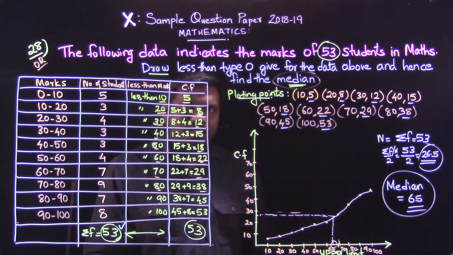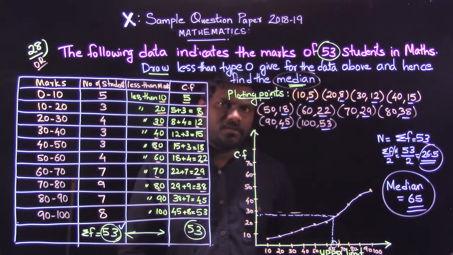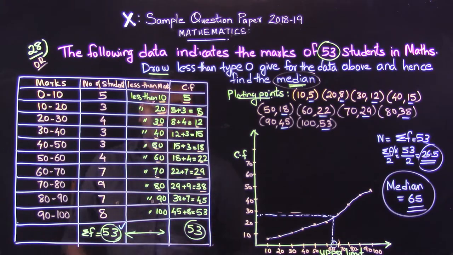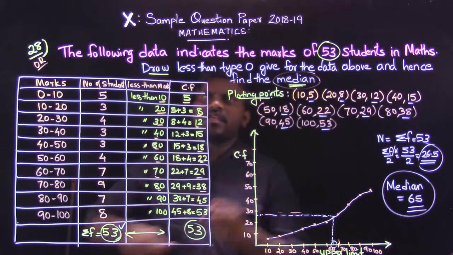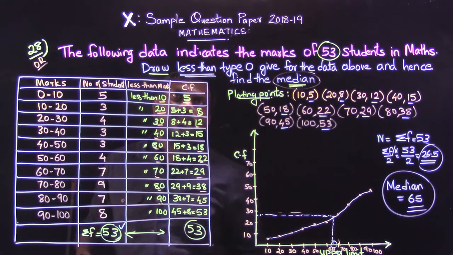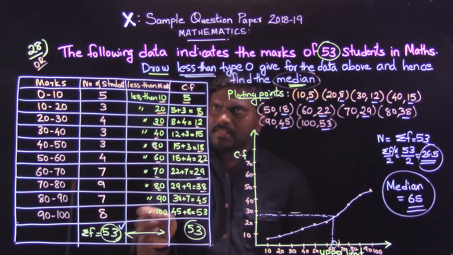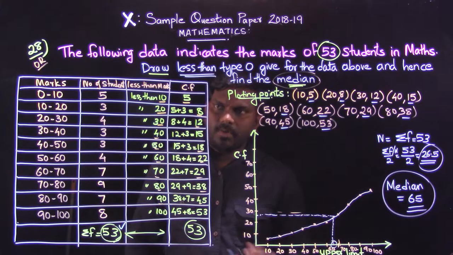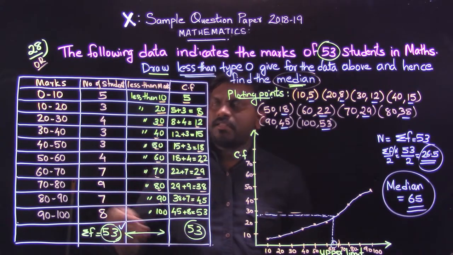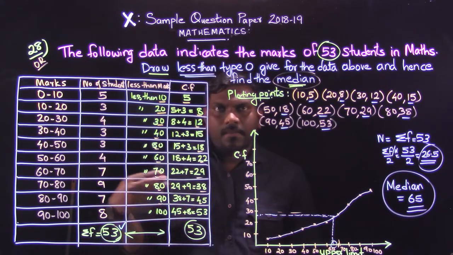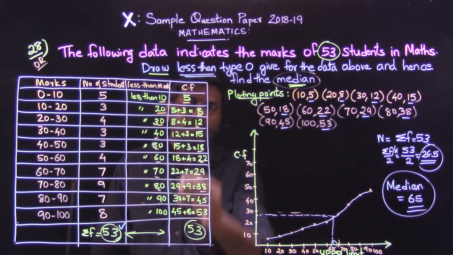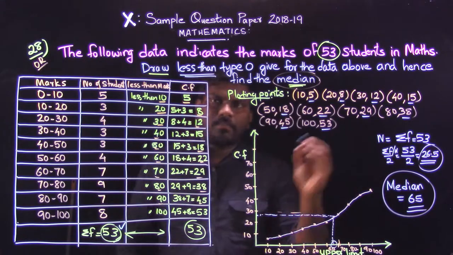So that is my median. This is how you do it with the help of a graph. What I did when I heard the question, if it is asked to make less than, then you need to write less than 10, less than 20, that way you need to do it, because it is less than that upper limit. So I took that because I wanted it to plot the points.